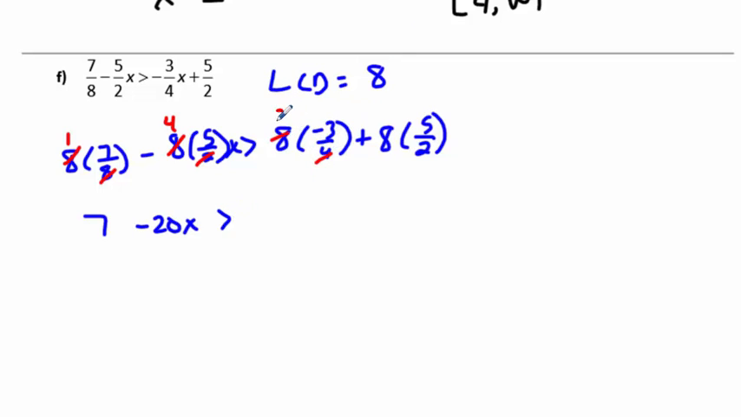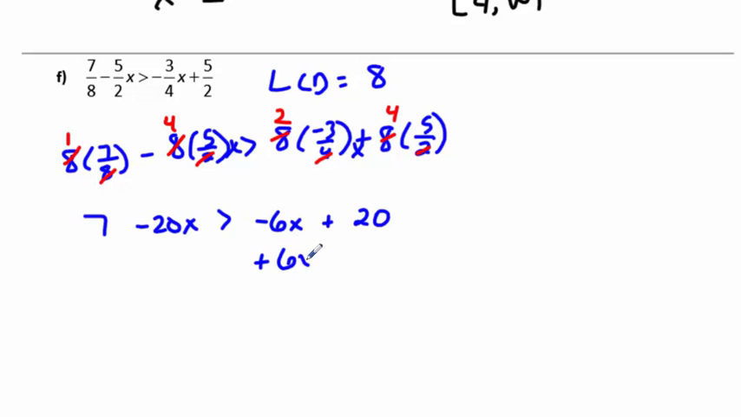4 goes into 8 twice. 2 times negative 3 is negative 6. I'm forgetting my x's all over the place here. There's an x there as well. And 2 goes into 8 4 times. 4 times 5 is 20. Okay? So we've cleared our fractions, multiplying by a positive 8. And now we're going to solve.